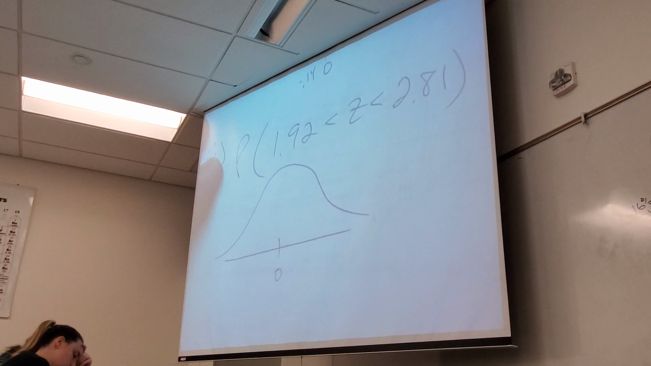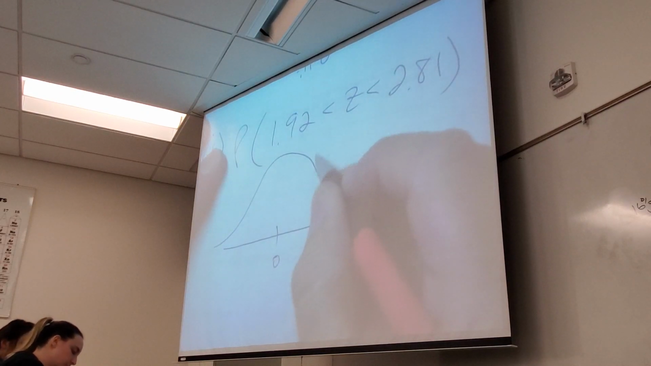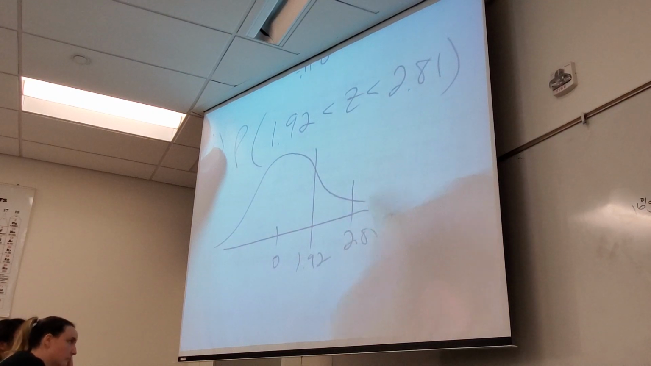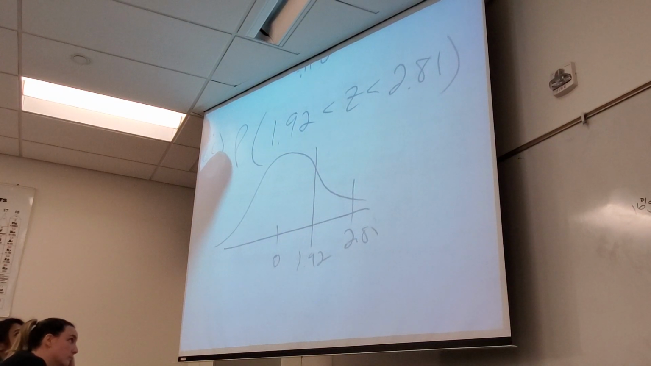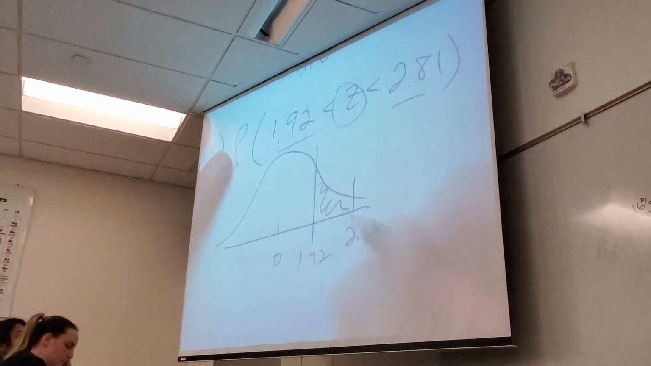It only tells you areas below, completely below something. So there's got to be something different you got to do here. 1.92 and 2.81 are both up here. What do I shade? Just in between, right? Because what's it say? Z between these two. Bam, just there.